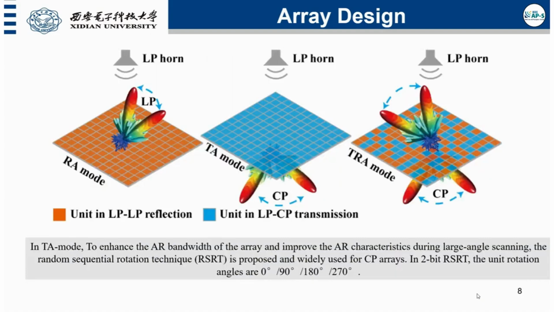Our RTRA metasurface operates in 3 modes: RA mode, TA mode, and TRA mode. To enhance the array's performance, we've implemented the random sequential rotation technique, or RSRT, which improves the array's bandwidth and radiation characteristics during large-angle scanning.